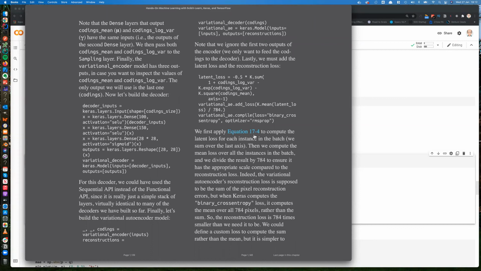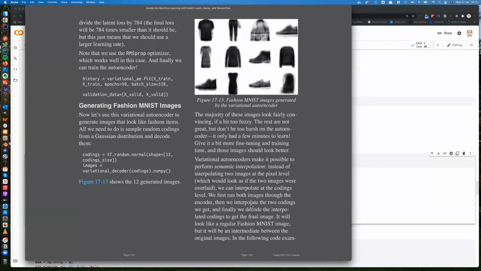It says we first apply this to compute the latent loss for each instance in the batch. We sum over the last axis. Then we compute the mean loss over all the instances in the batch, and then we divide the result by 784 to ensure it has the appropriate scale compared to the reconstruction loss. Indeed, the variational autoencoder's reconstruction loss is supposed to be the sum of the pixel reconstruction errors. But when Keras computes the binary cross entropy loss, it computes the mean over all 784 pixels rather than the sum, so the reconstruction loss is 784 times smaller than we need it to be. So there's a technicality to do with that, and we divide the loss by 784.